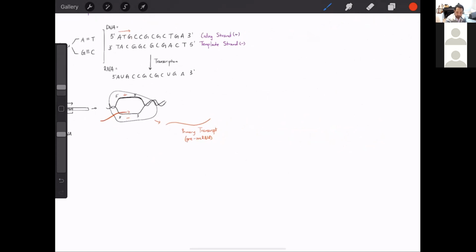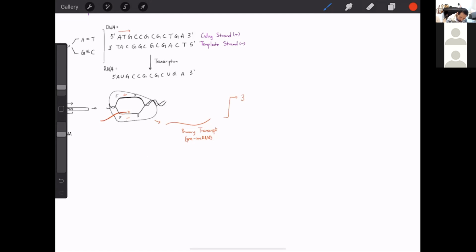Okay, now the next thing that you guys have to know is, of course, before this pre-mRNA becomes a mature messenger RNA, it undergoes 3 different modifications. So 3 what we call RNA processing, things that you guys probably need to review.